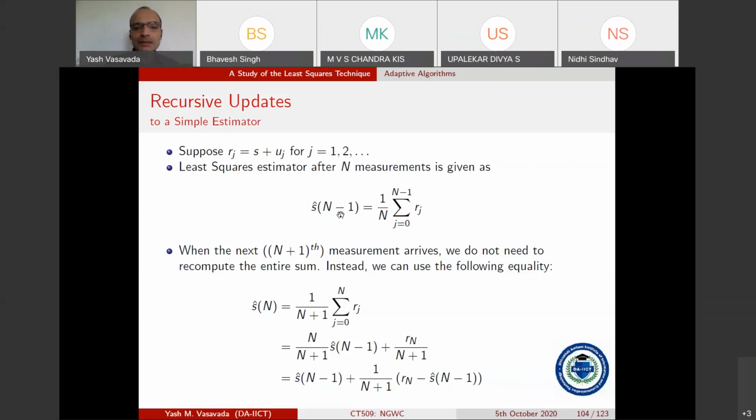I want you to consider this equation over here. Let us suppose that our measurements are the measurement of some constant S, which has some additive noise present. And I want to form the best estimate of S. What I'm saying is that the best estimate, which is the least squares estimate, is given by this equation.